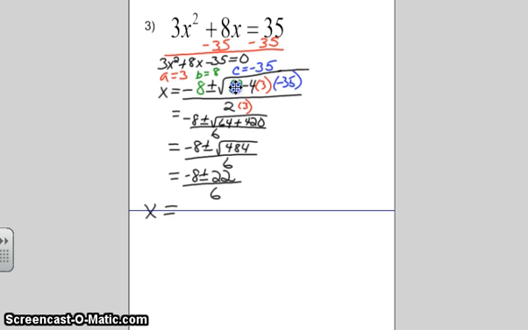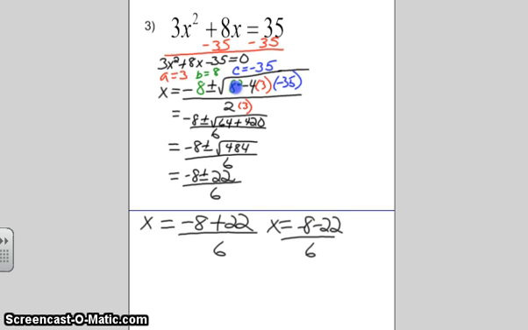So we've got one of them with a minus, one with a plus. So the first one, x equals negative 8 plus 22 over 6. Okay, so here I use the plus sign. I'm going to do the problem all over again, but I'm going to use the minus sign. And then I'm going to simplify both fractions.